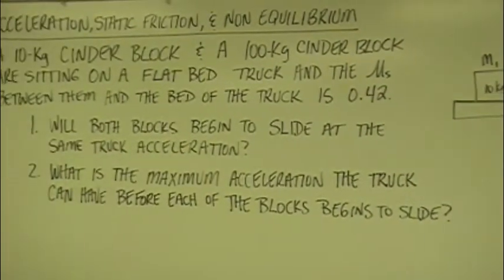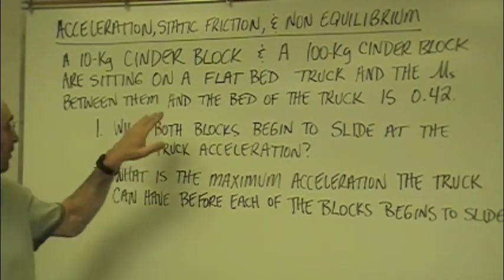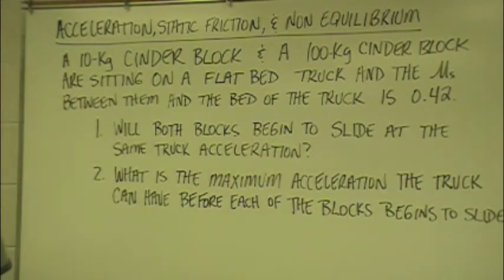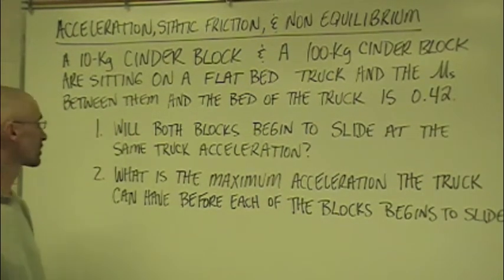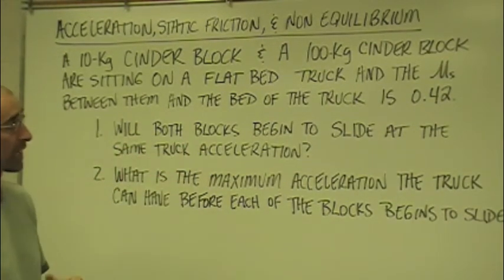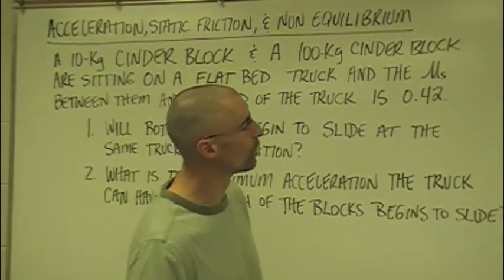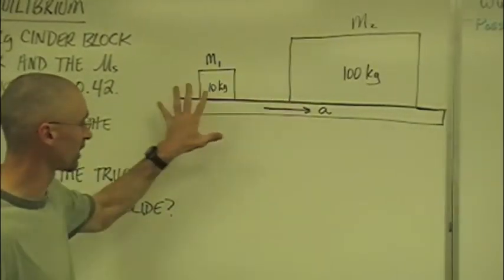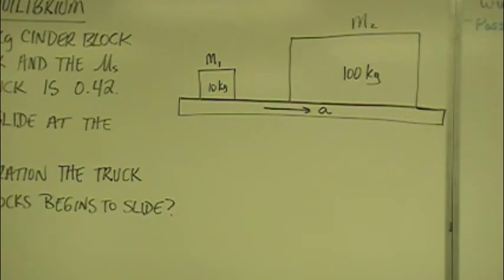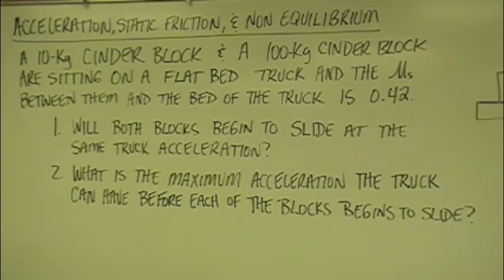If we come back over here, it says the coefficient of static friction between the cinder blocks and the bed of the truck is 0.42. And so therefore we're going to look at these two big questions. Will both the blocks begin to slide at the same truck acceleration? Basically, will these blocks both take off sliding at the same time? Will the heavier one slide first, or will the lighter one slide first? And then number two, what is the maximum acceleration the truck can have before each of the blocks begins to slide? So let's go ahead and look at that, guys.